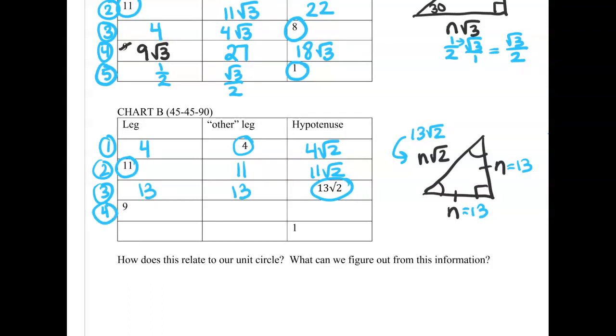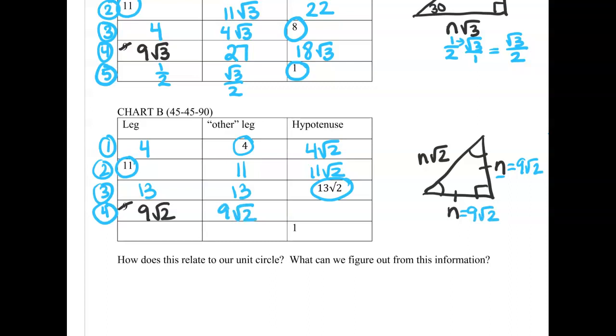For the fourth example, again, let's make this more difficult. Let's go ahead and give ourselves a rad 2 here so you guys can see what it feels like when it's not in the spot that you want it to be in. So here they're telling you the leg length is 9 rad 2. So the leg is 9 rad 2. That tells you the n and automatically the other leg. So this is also 9 rad 2.